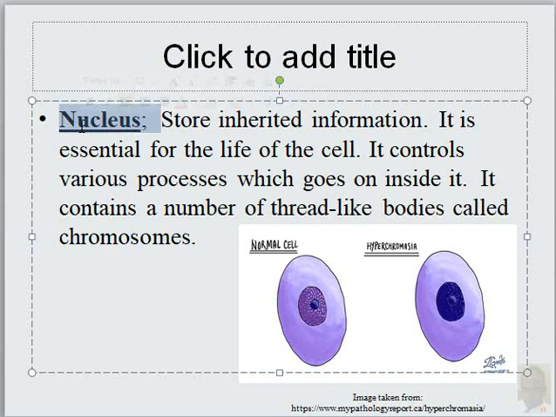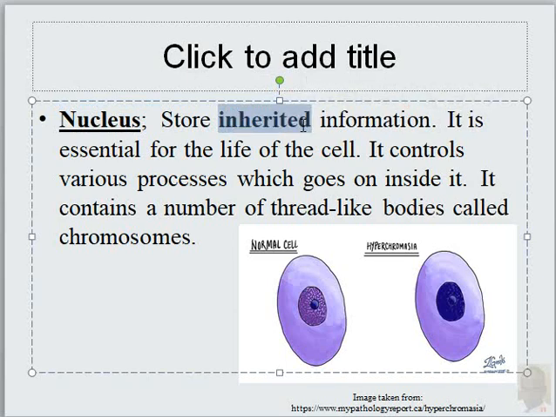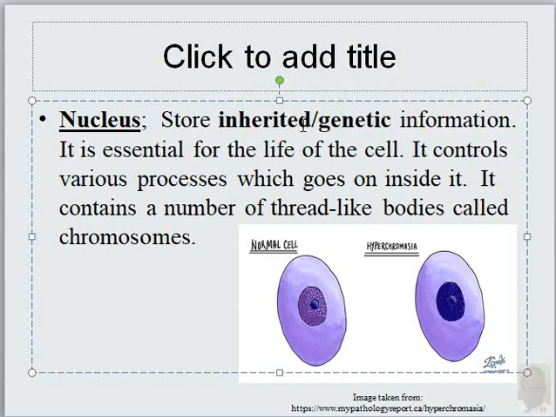The nucleus really is important because it does what? It stores inherited, or genetic, information. So inherited, or if you want to say genetic, information is stored in the nucleus. Now this information is very, very important. It controls all the processes that go on inside the cell. So it is very important that we have the information here.